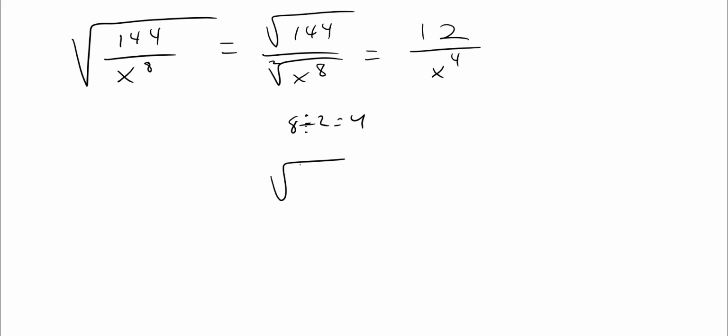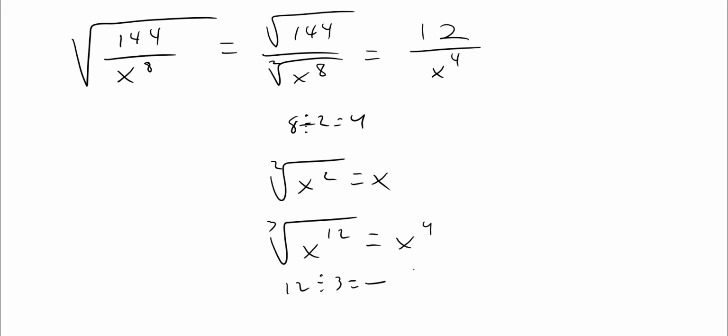Remember, the square root of x squared would just be x. And the cube root of x to the 12th would be x to the 4th, because 12 divided by 3 is 4. Just recall a little of this stuff in your brain. So it's super easy. You basically just need to split it up and you're good to go.